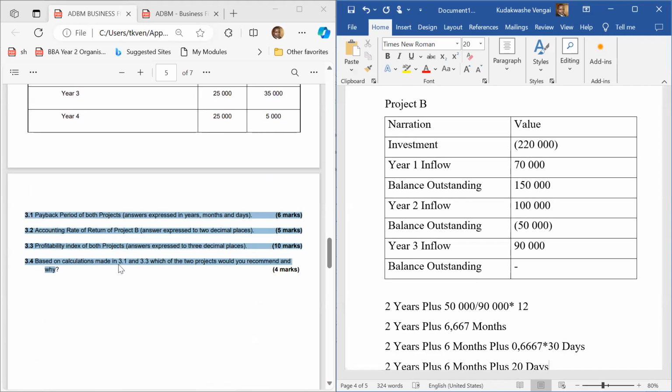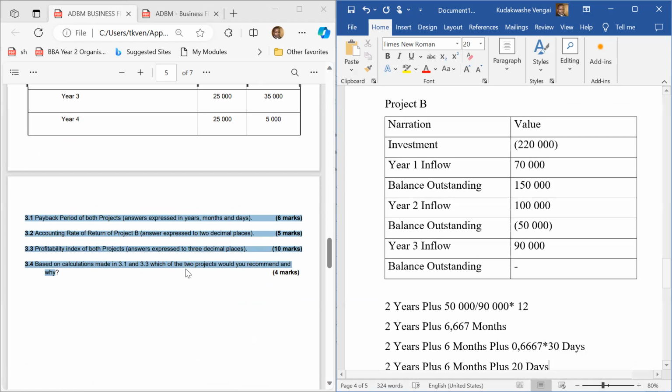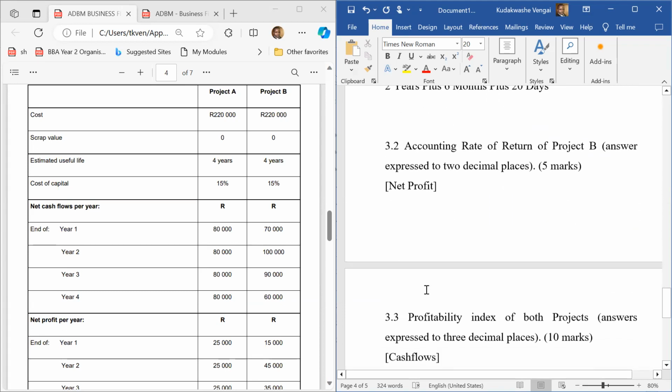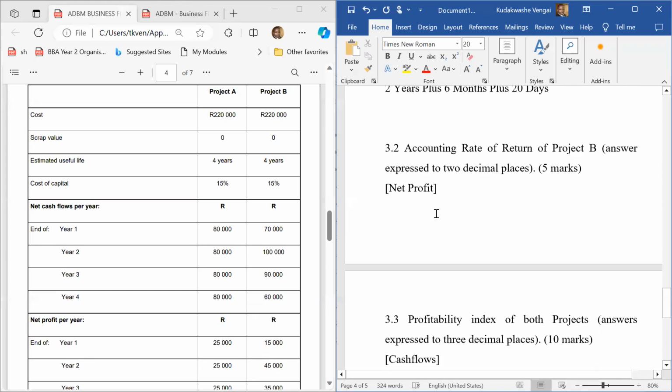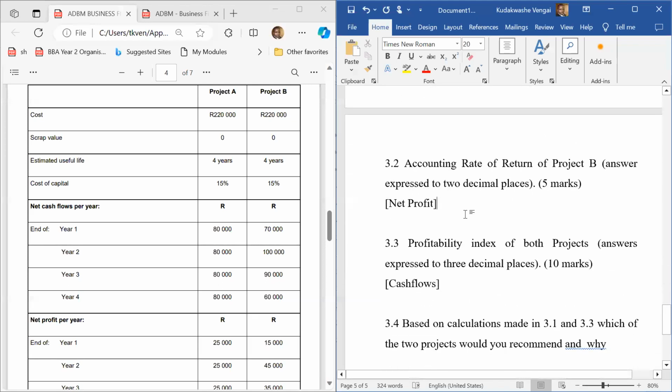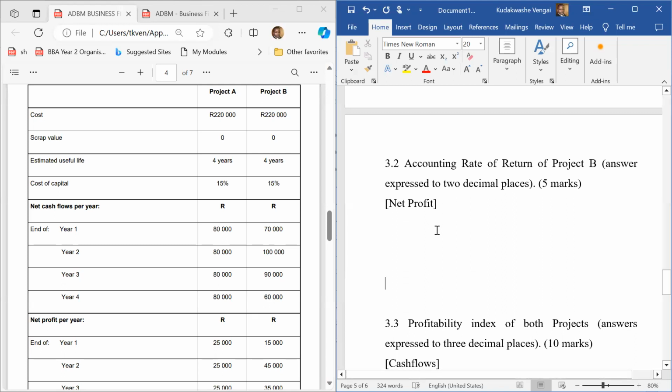So I got my 6 marks for 3.1 there. We go to 3.2. So 3.2 is accounting rate of return, and we use the average profit. So ARR is going to be equal to average annual profit divided by.